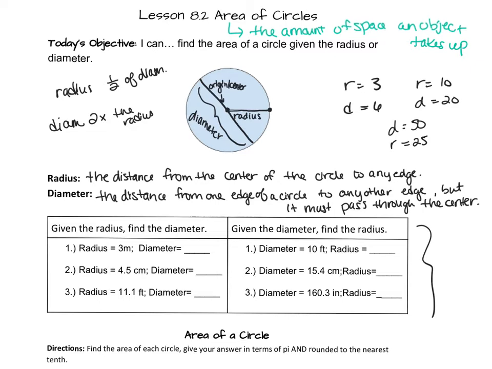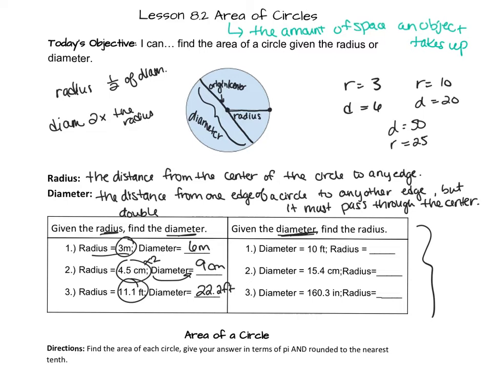The first set of questions says, given the radius, find the diameter. Of course, I just used that as an example. If you're given the radius, the diameter is double. If I have 3, then my diameter is going to be 6. If I have 4.5, then my diameter is times 2 that, so 9 centimeters. If I have 11.1, again times 2, so 22.2 feet.